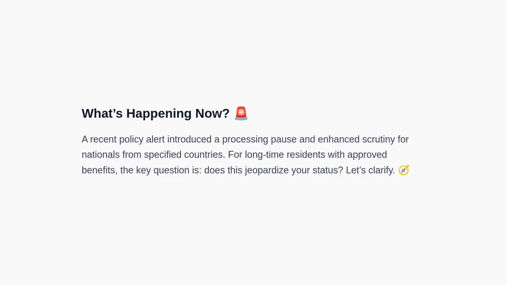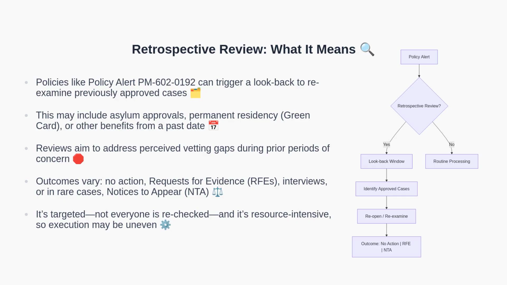Next, we'll detail what retrospective review actually means. Retrospective review is a policy mechanism that allows agencies to re-examine certain cases that were approved during a defined historical window. Public memos, like PM 602-0192, describe how a look-back can be applied to address perceived vetting gaps. If a case is selected, outcomes can include no further action, a new evidence request, an interview, or issuance of an NTA in extreme scenarios. This is not an automatic re-adjudication of all past approvals. It is targeted and constrained by agency resources.